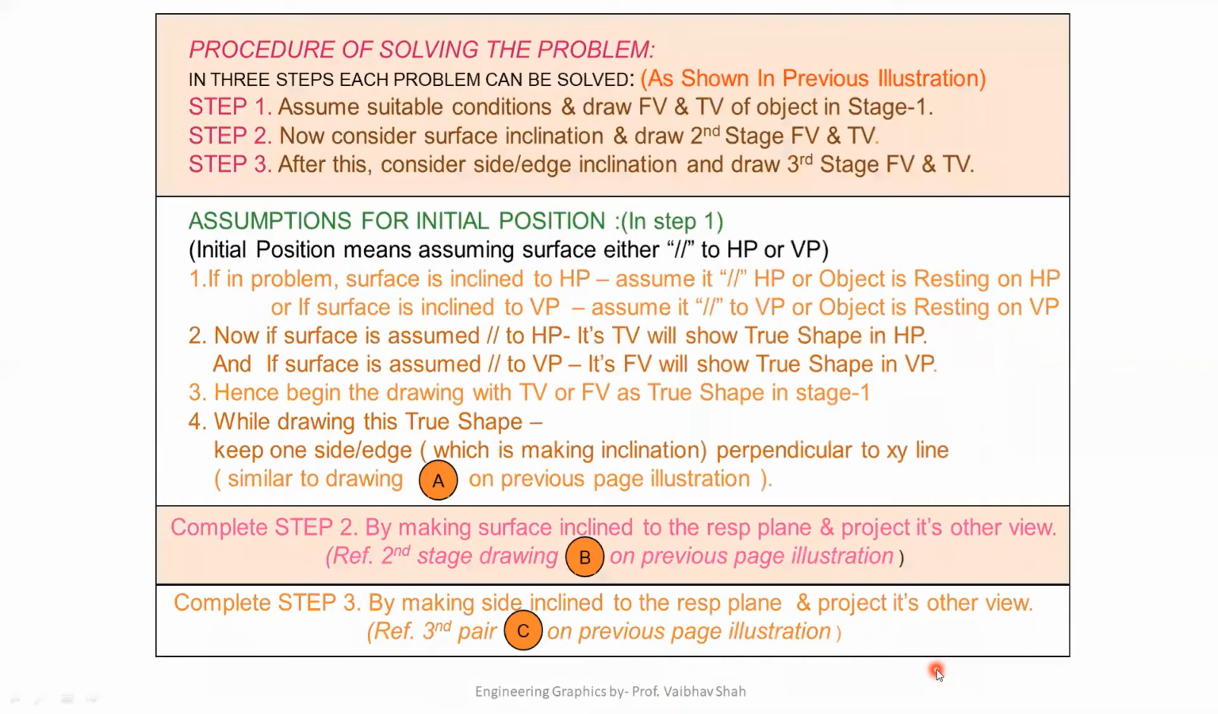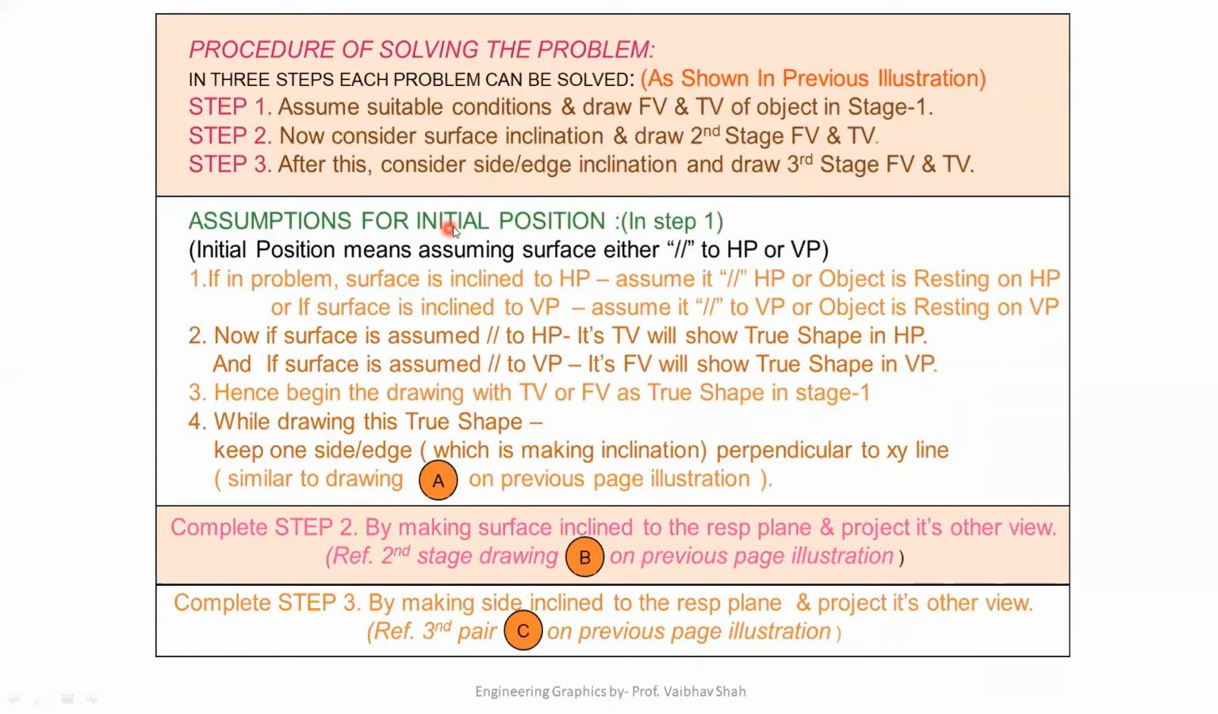Now, what is the procedure of solving any projection of plane problem? There are three steps involved in any problem solving, as we have seen in our previous illustration. Step 1: assume a suitable condition and draw the front view and top view of the object in stage 1. Step 2: consider the surface inclination and draw the second stage front view and top view. Step 3: consider the side and edge inclinations and draw the third stage front view and top view.